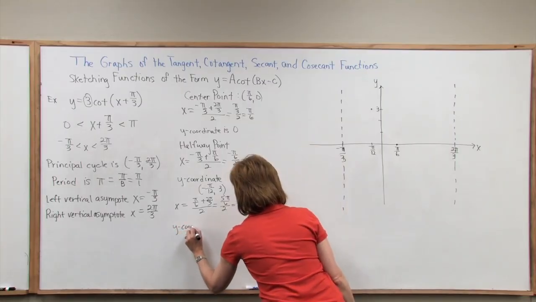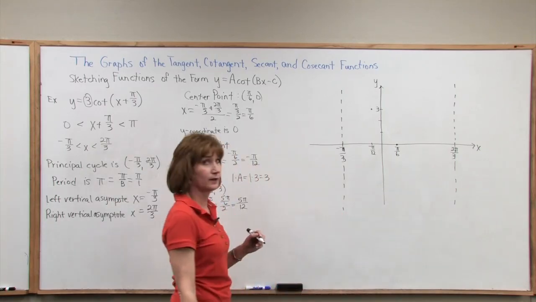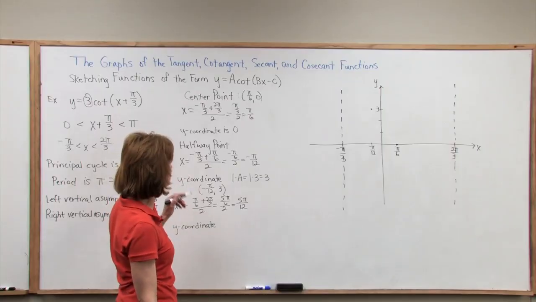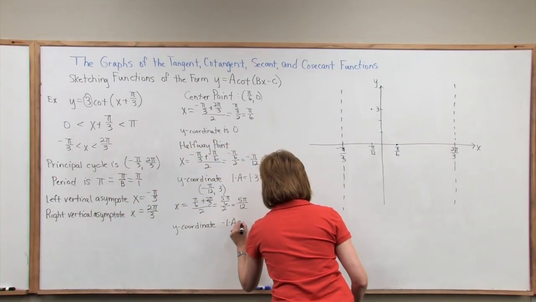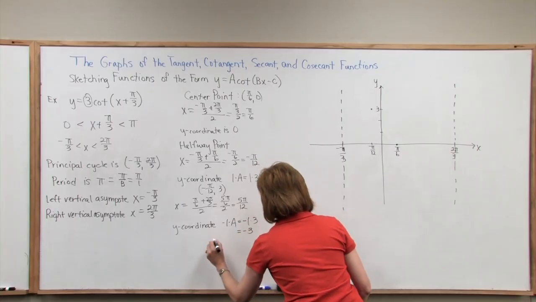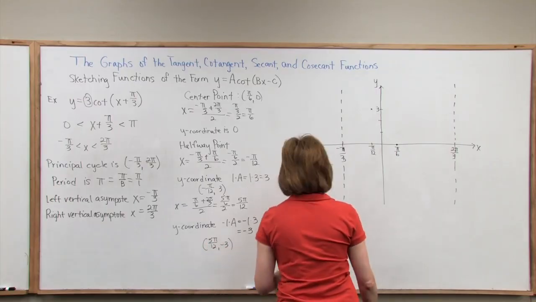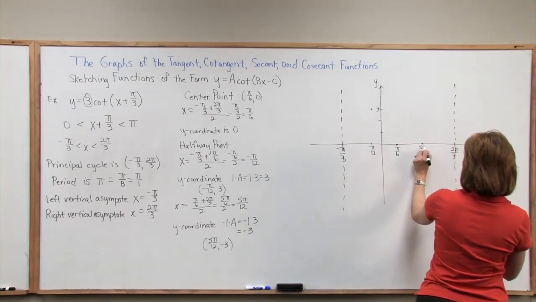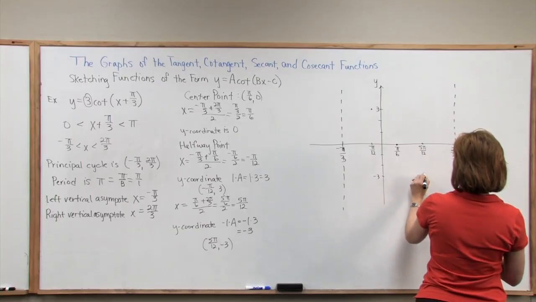And then to find the y-coordinate, we need to remember again that the y-coordinate for the halfway point for the basic cotangent is negative 1. So we need to do negative 1 times our a. And again, my a is 3. So this will be negative 3. So this halfway point is 5 pi over 12, negative 3. And it's located halfway between there. So this would be 5 pi over 12. And then I need negative 3.